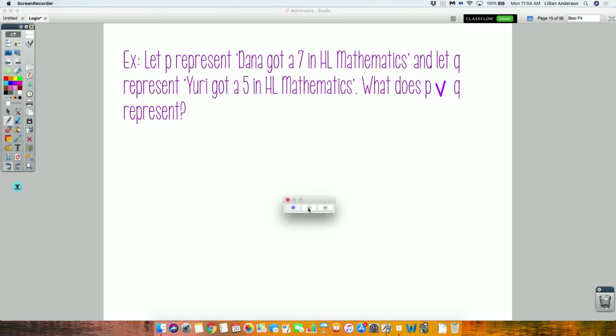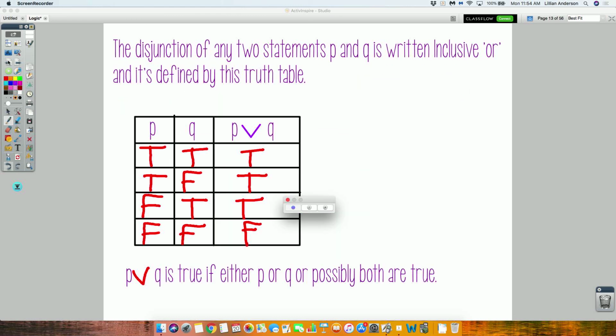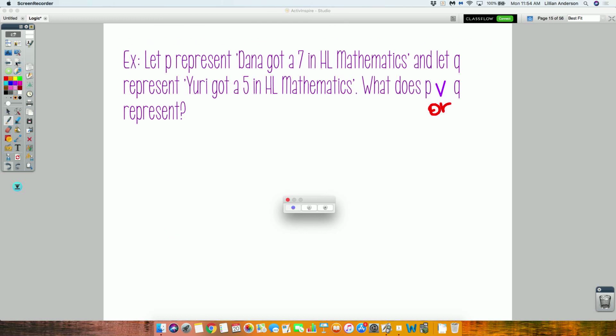All right. So, since this right here is the connective or, you need to definitely have P on the left side of the or and then Q on the right side of the or. But because it's the inclusive, what other word did you need to include? Both. So, Dana got a 7 in HL mathematics, or Yuri got a 5 in HL mathematics, or both. You're overthinking it, okay? Take it back all the way to this one. P or Q or both, okay? So that's it.